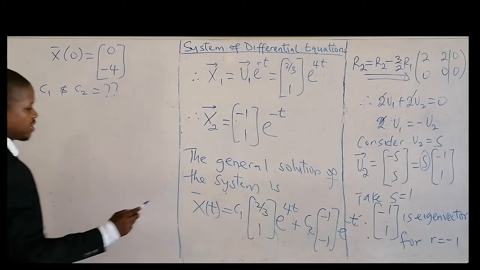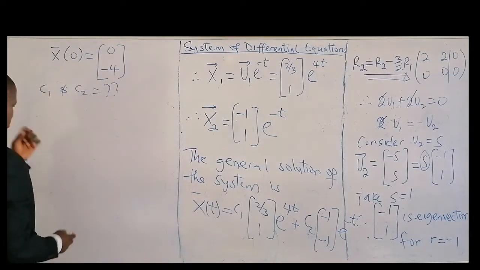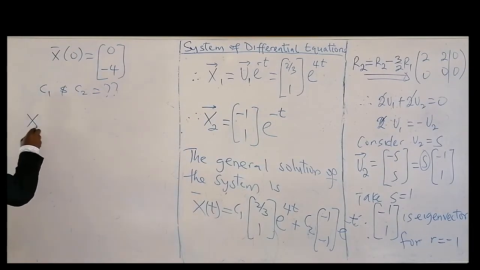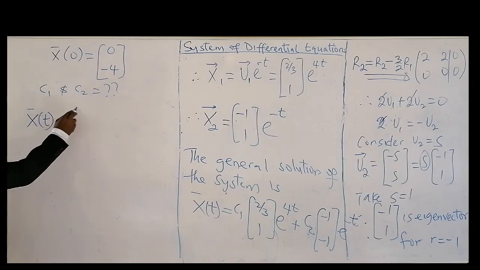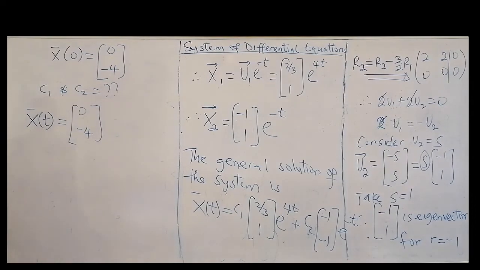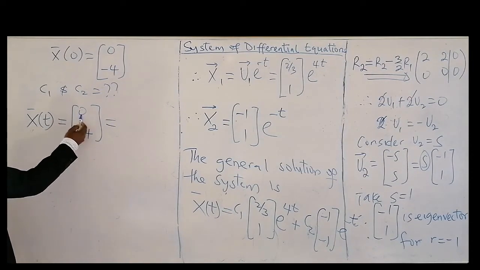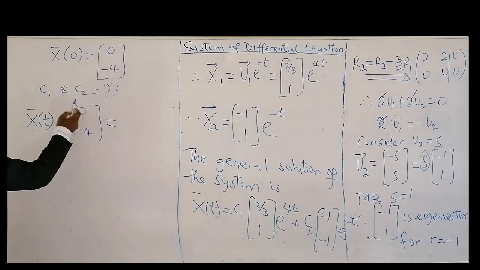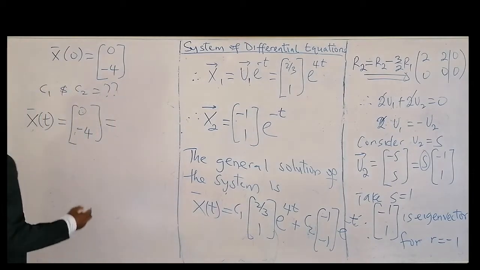So to do that, we are going to write this equation in the form of x and y. The general solution as a function of t will be equal to 0, minus 4. Just substitute. This is a function of t, and these are t values. This means when t is 0, you have this. So let's substitute that.